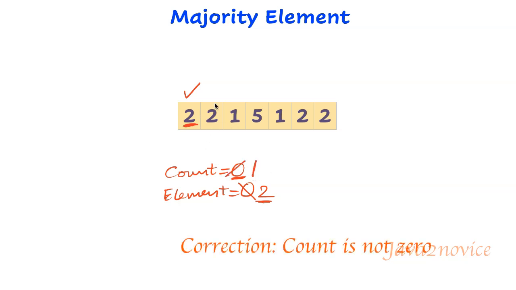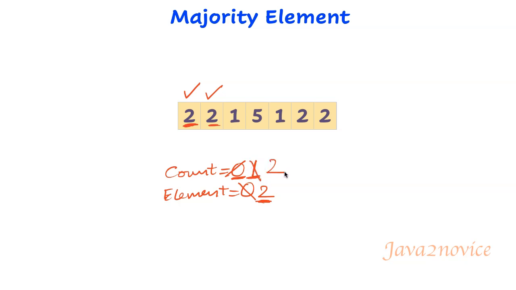In the next iteration, the number is 2. Count is not equal to 0, so there is no need to replace the element value. Now we compare the current number with the element. Both are matching, so we increment the count value. So this value is 2 now.